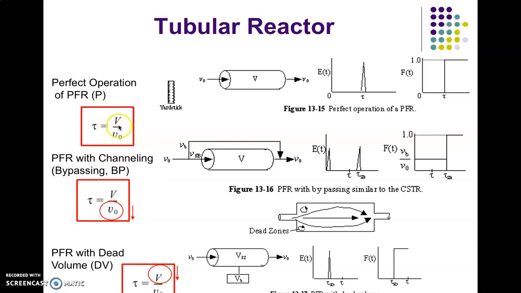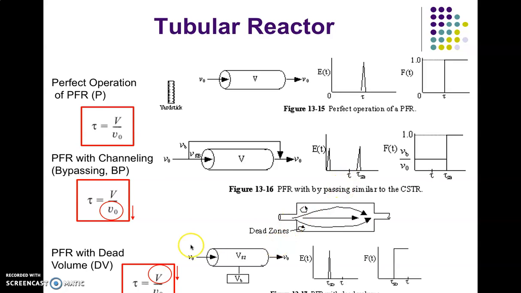It's all about this formula: tau is equal to V over V naught, where V is volume and V naught is volumetric flow rate. If you have channeling or bypass, it will cause a lesser volumetric flow to your reactor. So you will have a lesser V naught, and your tau will be higher. When you plot your E(t) curve, that's why you will have your tau higher than the ideal tau, right?